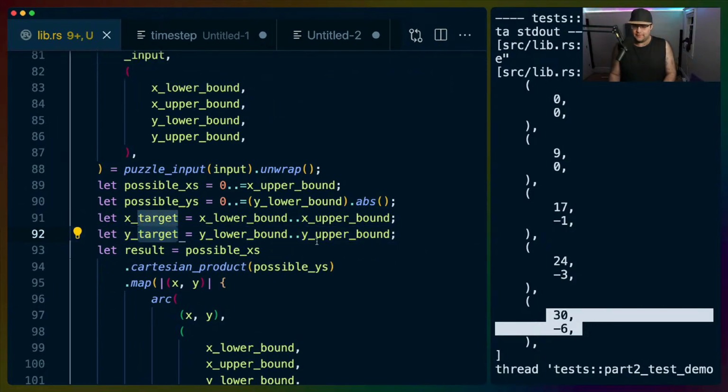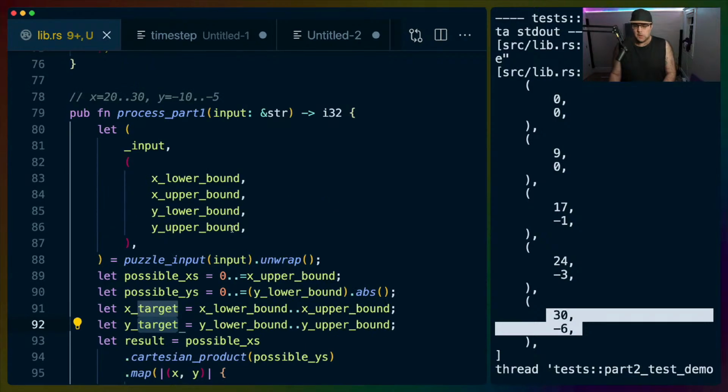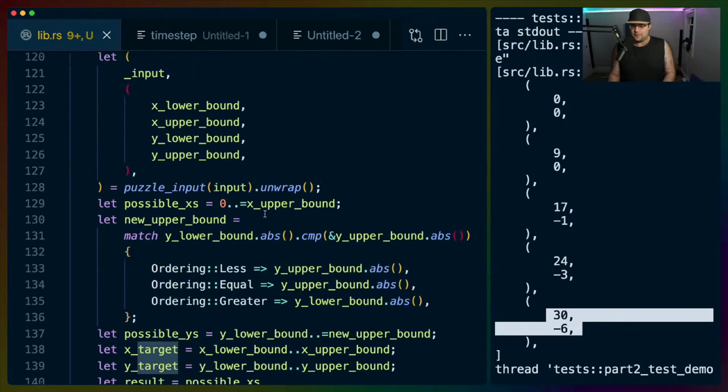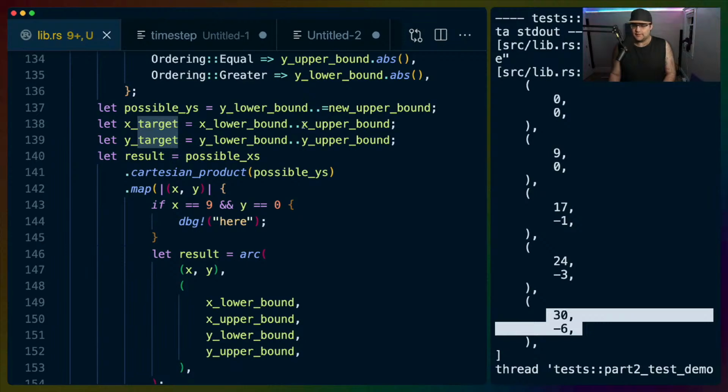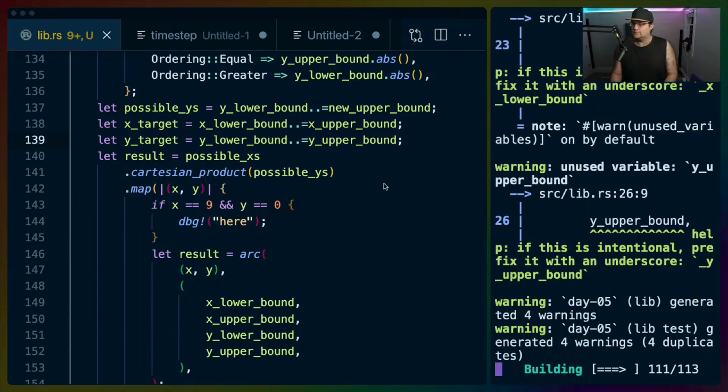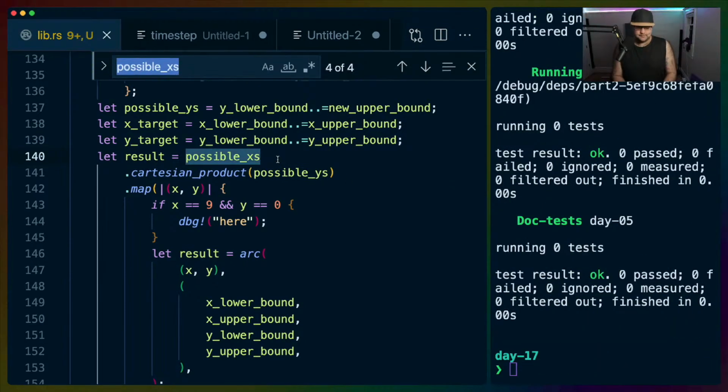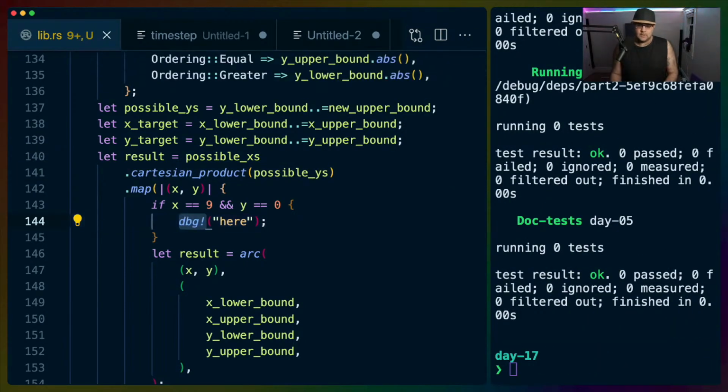Yes, we have definitely done that. We did it for part 1 and part 2. So part 1 has a bug. Where's the target? X target equals, that's our bug. And we're good. That was annoying.